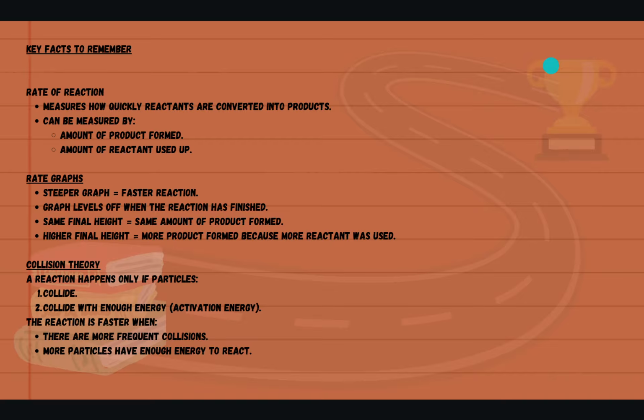Key facts to remember. The rate of reaction measures how quickly reactants are converted into products. It can be measured by the amount of product formed or the amount of reactant used up. Rate graphs. A steeper graph means a faster reaction. A graph levels off when the reaction is finished. The same final height means the same amount of product has been formed, and a higher final height means more product has been formed because more reactant was used.